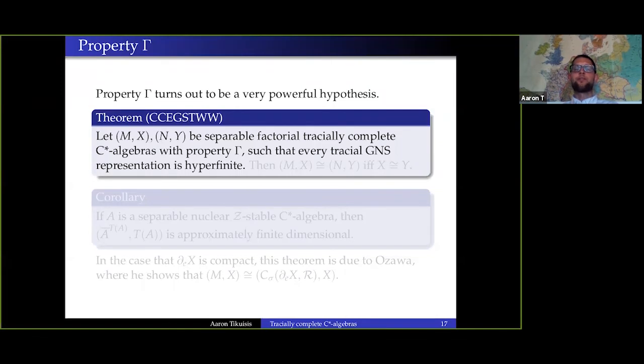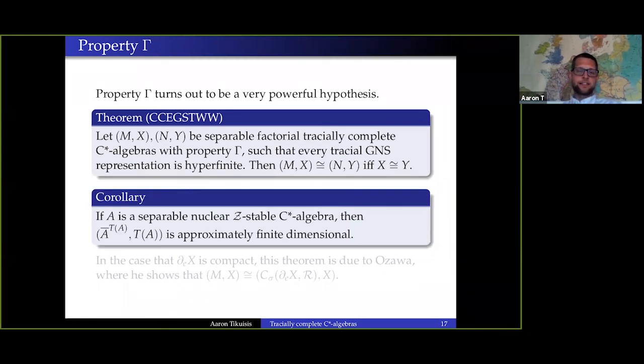So it says, let's say you have 2 of these factorial tracially complete C-star algebras, and I say separable. We need to interpret that in terms of this 2-norm that you have on these things. We assume that they have property gamma, and also assume some sort of amenability, which here I'm going to say is just that every tracial GNS representation is hyperfinite. Okay, when we have that, then as long as X and Y are isomorphic as simplices, so there is an affine homeomorphism between them, then they are isomorphic as these richer structures, these tracially complete C-star algebras.